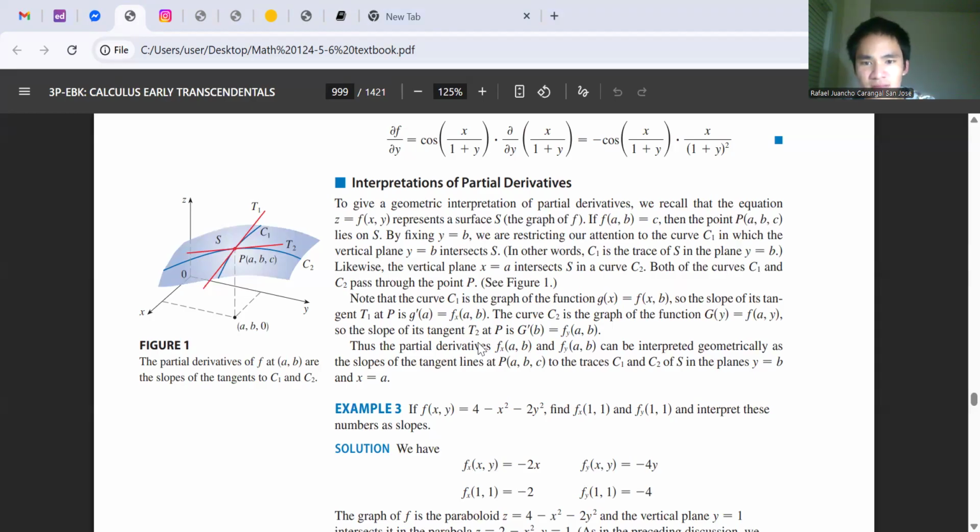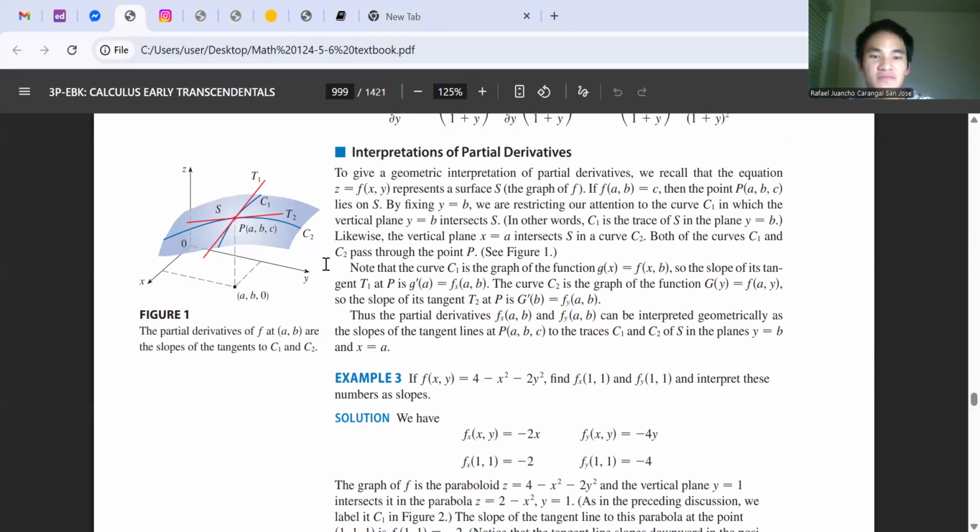Okay. And likewise, if we have a vertical plane x equals a, so it's just the other way around, then it intersects S, our surface, again. And both of the curves pass through the point P. So let me just show what that means, just to have a geometric idea. Okay, so there's the picture. It's all the way over here.